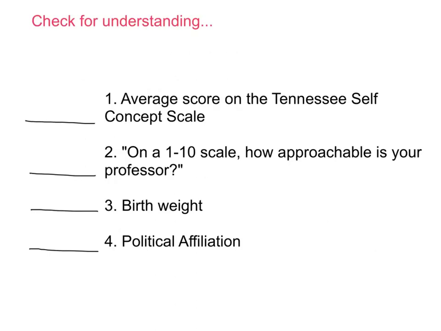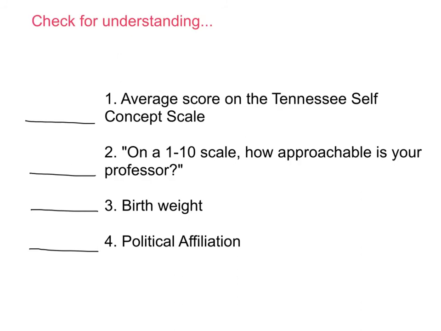So we're going to stop off with a little check for understanding, to see what you know about this. I'm going to ask you what level of measurement each of these is. You can pause in between and think about it, and then I'm going to write the answer in. So the first question is the average score on the Tennessee Self-Concept Scale, which is a 10-item questionnaire. You fill out all the questionnaires about your self-concept, and then you get an average score. So what level of measurement is that variable?